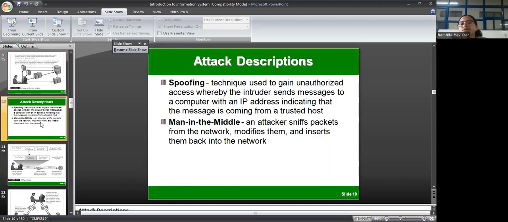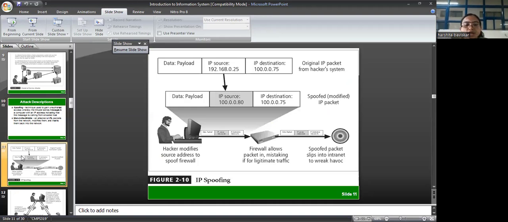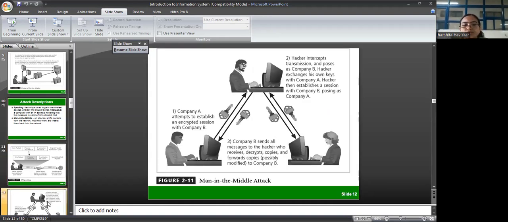The next type of attack is spoofing. Spoofing is a technique used to gain unauthorized access, whereby the intruder sends a message to a computer with an IP address indicating that the message is coming from a trusted host. The man in the middle attack is another attack which sniffs the packets. Here, the attacker will transpose the sniffed packets from one network to another network by modifying the data, inserting data, and sending it back to the network again. This is the working of the IP spoofing attack, and this is the working of the man in the middle attack.